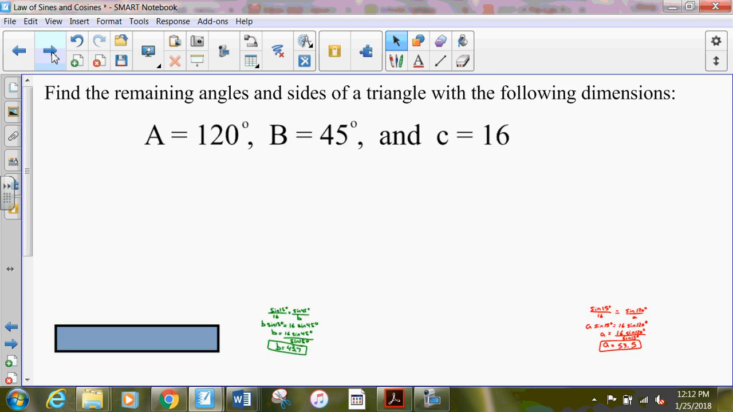So another situation you're going to have with using law of sines is you're going to be given dimensions. You're going to be given an angle, two angles actually, and a side, and you're going to be asked to find the remaining angles and sides.